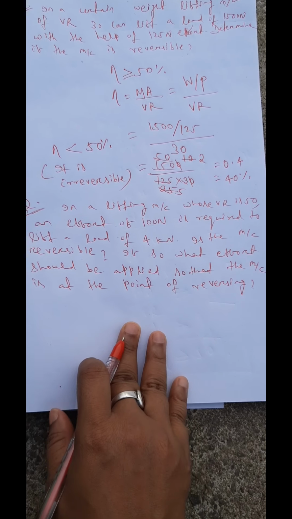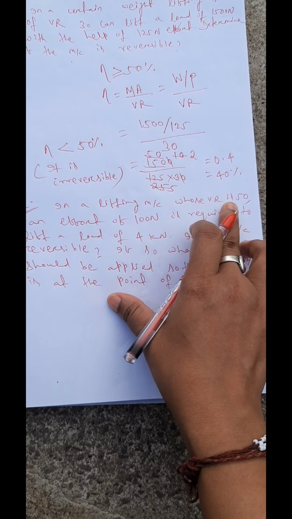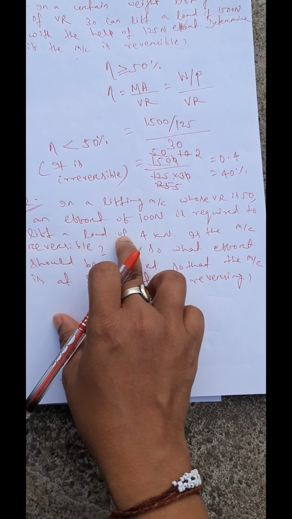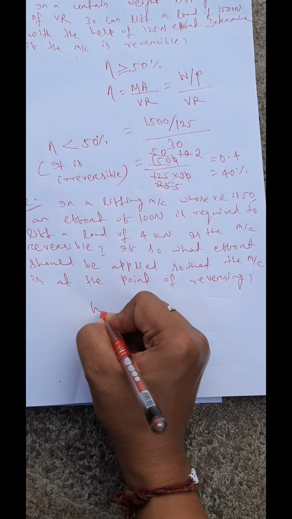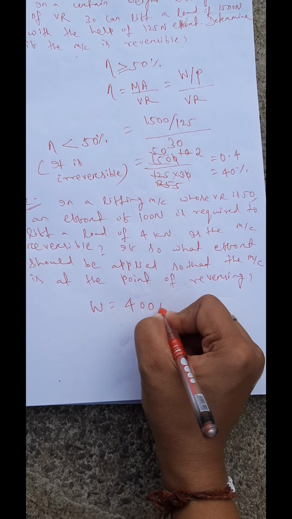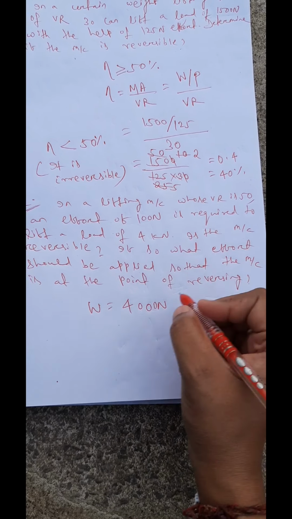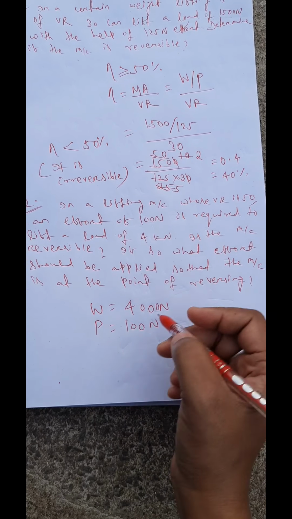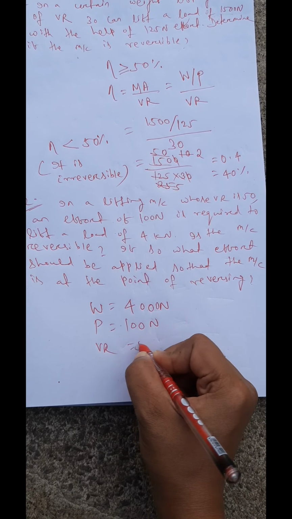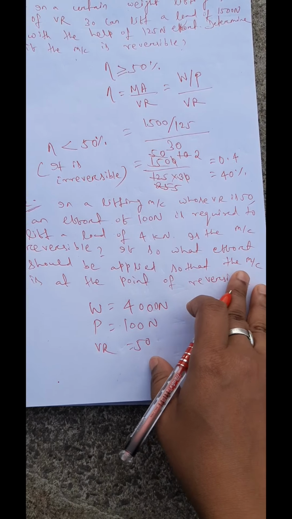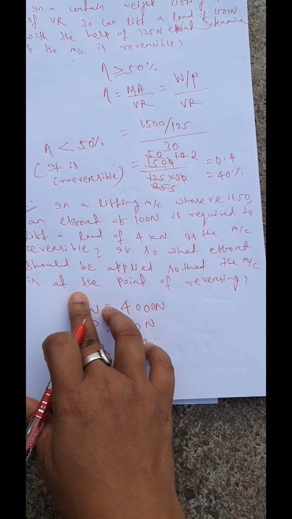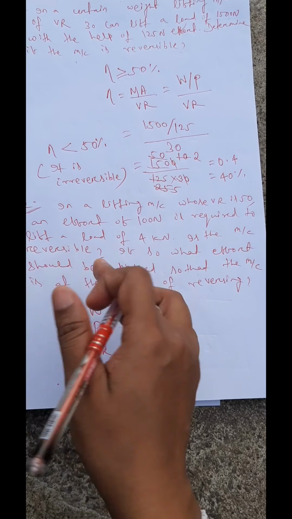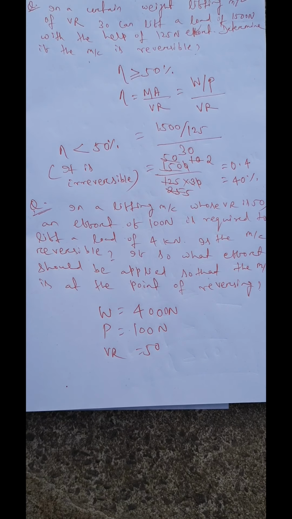Then the second question: in a lifting machine whose velocity ratio is 50, an effort of 100 Newton is required to lift a load of 4 kilonewton. So here W equals 4 kilonewton, that is 4000 Newton, and effort is 100 Newton. Velocity ratio is 50. So what effort should be applied so that the machine is at the point of reversing? First we have to check whether the machine is reversible or not.